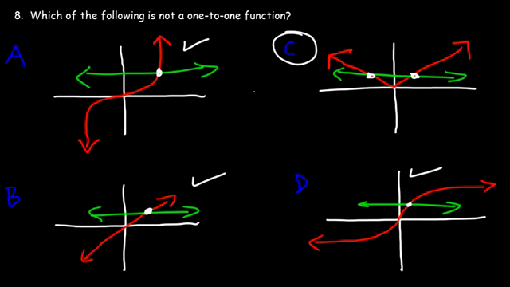If you were to draw the inverse function for C, it will look something like this. And since C is not a one-to-one function, since C doesn't pass the horizontal line test, the inverse will not pass the vertical line test. And so the inverse function is not a function.